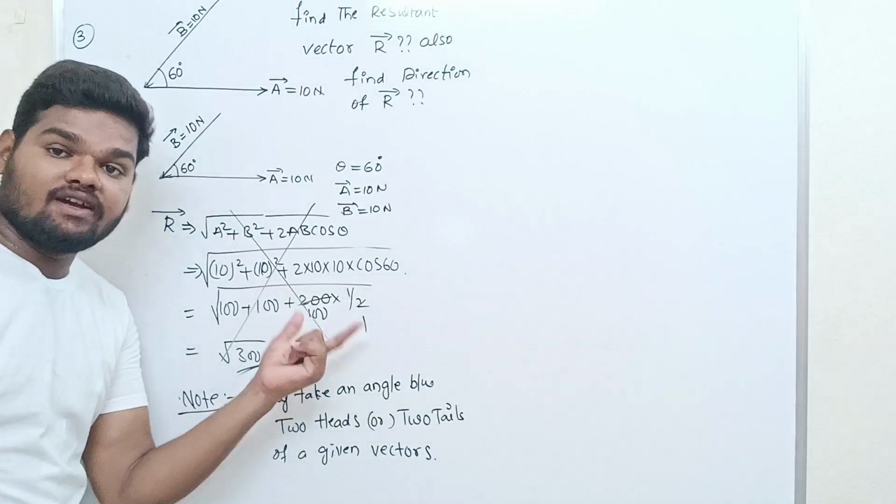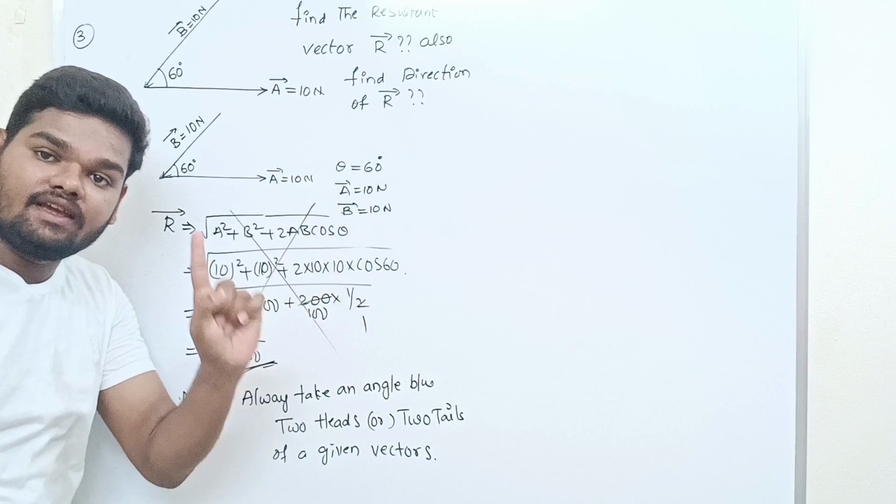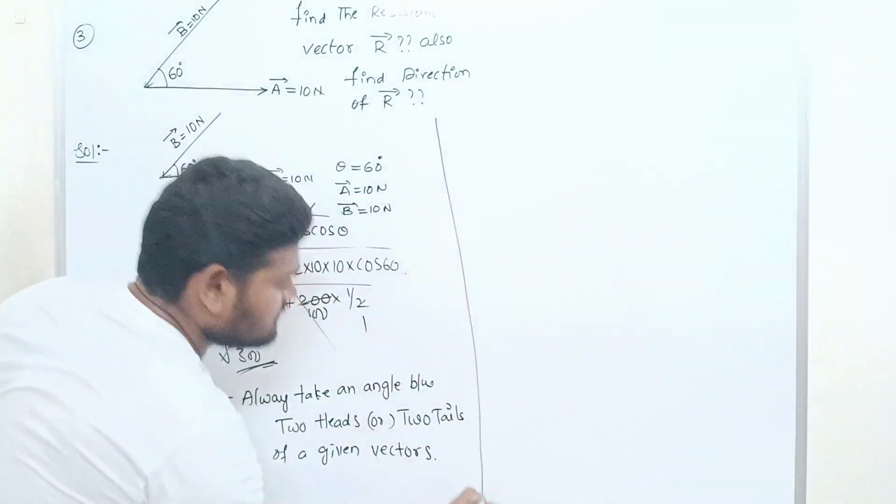Okay, so this is wrong. Mark here: the angle between the two vectors is not 60 degrees. Okay, right. Have a look.